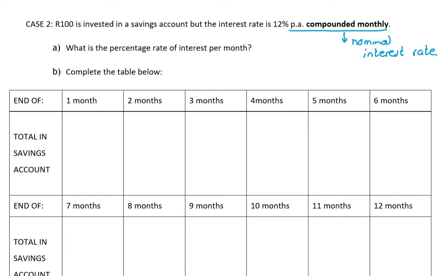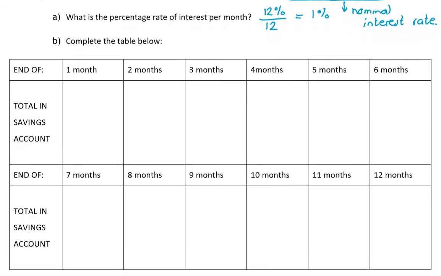So my first question, if you have 12% per annum but compounded every month, that means divided up into monthly installments of interest, if you like, what is the percentage rate that you would get every month? Now, you get 12% over the whole year, but divided into 12 kind of installments. So that means every month you're going to get 1% of your interest. So we're going to complete the table below.